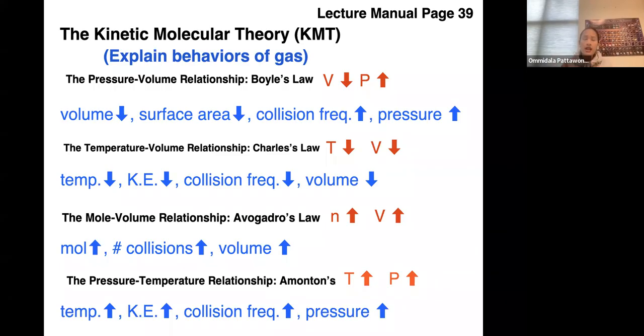So lecture 9.2 that you saw earlier tells you about what is going on, right? It's the phenomena that you observe. This one is the theory, the model that is used to explain those phenomena.